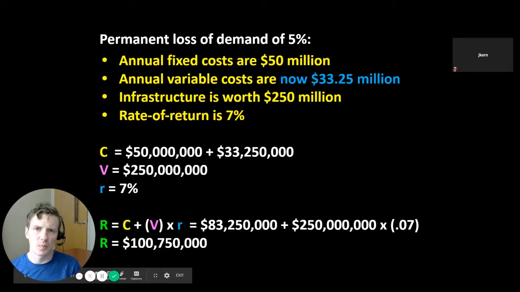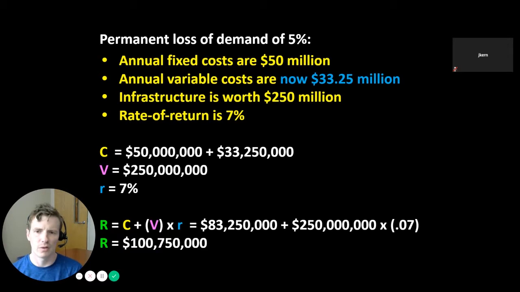So, if the utility experiences a loss of demand of 5%, their target revenues actually change. The amount of money that they need to cover their costs and meet profit targets for shareholders is a little bit lower, right? So, we can recalculate big R as R equals this new value of C, 83,250,000, plus 250 million times 0.07. And that gives us a little bit lower number, 100,750,000, right? So that's how much revenues the same utility needs to make now in order to cover costs and meet profit targets for shareholders.